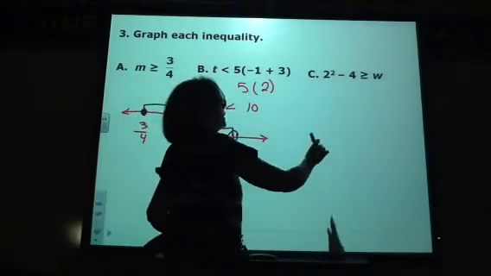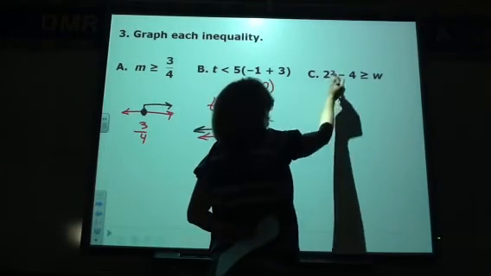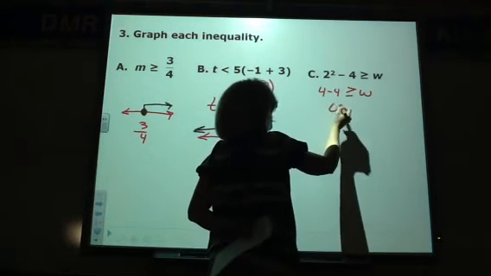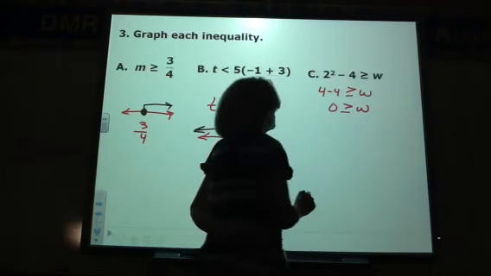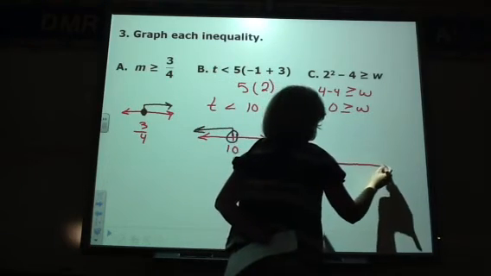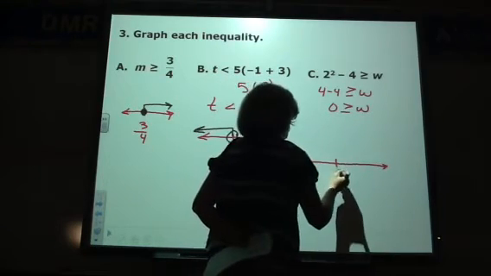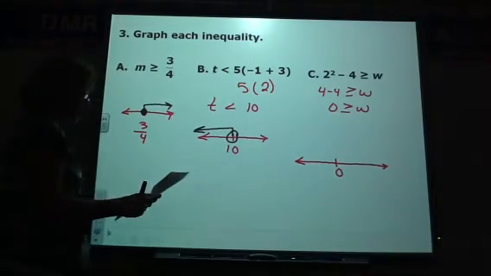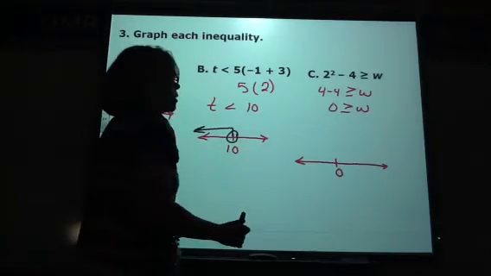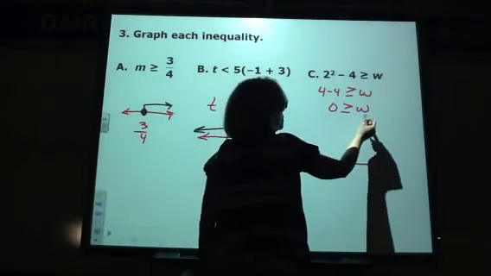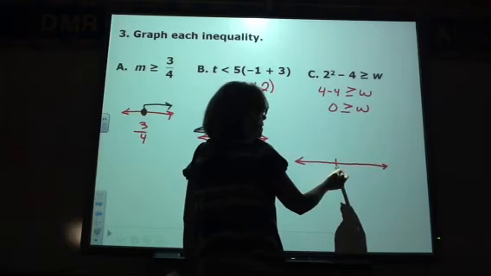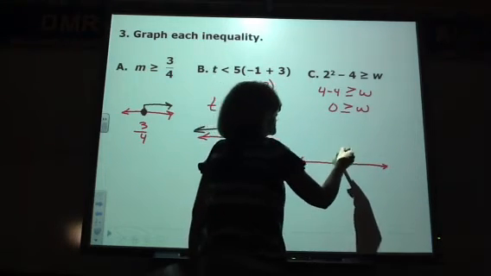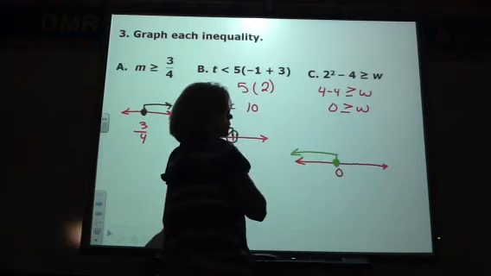And then on C, we need to simplify the left side. 2 squared is 4. 4 minus 4 is 0. Okay? Now, this one's a little tricky. This is saying that 0 is greater than or equal to W. W is where our solution set is. 0 is greater than or equal, so I know it's a closed circle. 0 is the greatest number, so your solution set goes to the left.